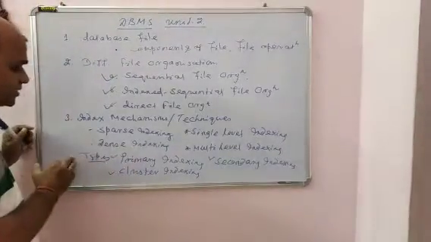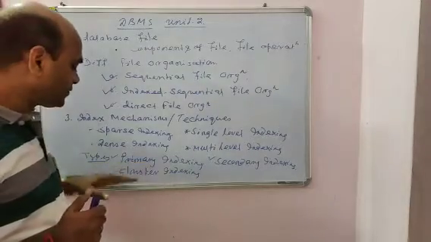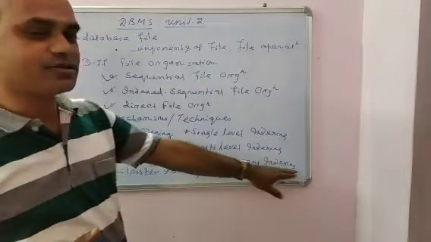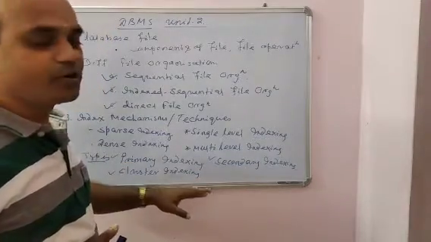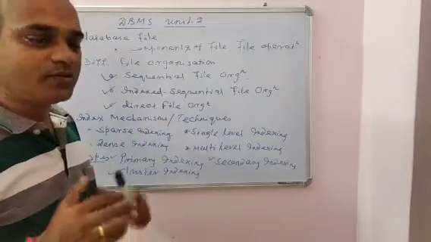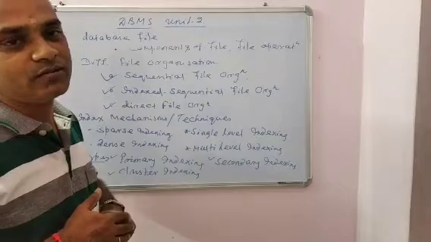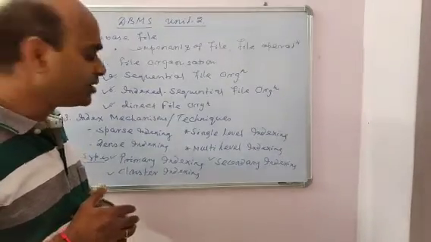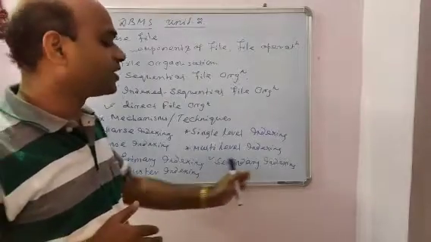The most important concept is the types of indexing we have learned. That is primary indexing, cluster indexing, and secondary indexing. So these three basic types of indexing we have already learned very deeply. We have discussed them. Kindly follow my previous video classes, and you can easily understand primary indexing, cluster indexing, and secondary indexing.